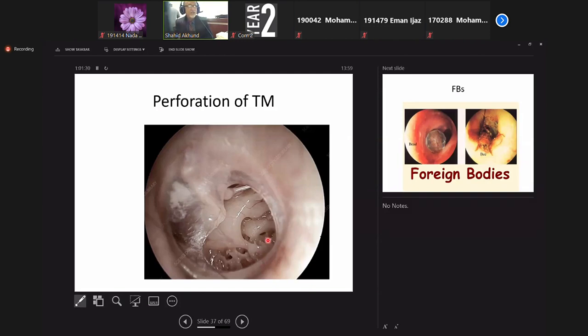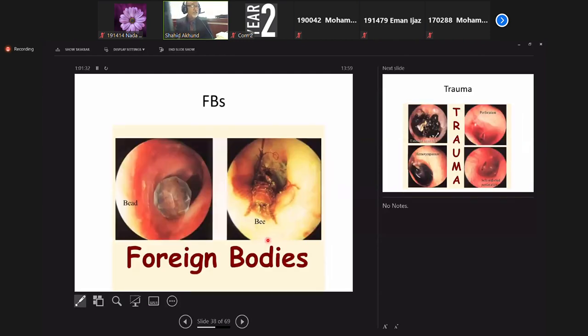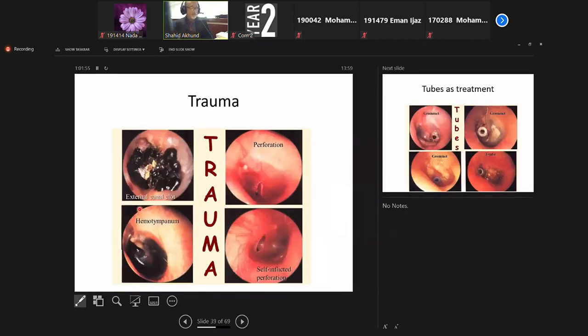Not only infection, sometimes foreign bodies, you see, you can put these beads or bees inside. That's why most of these toys will say that people under a certain age group should not be given these toys because they are too small. They can put those pieces of the toys in their mouth or nose or ear, hence the age limits. Trauma.